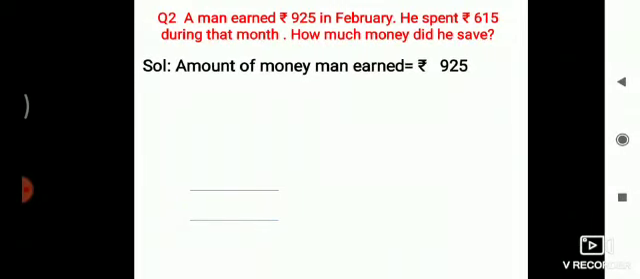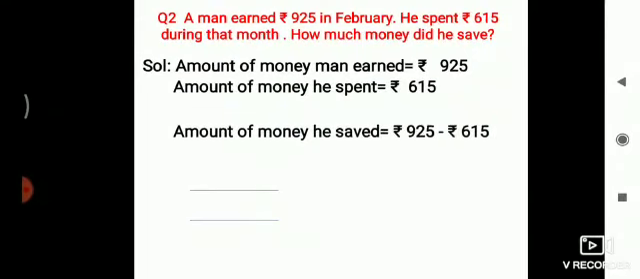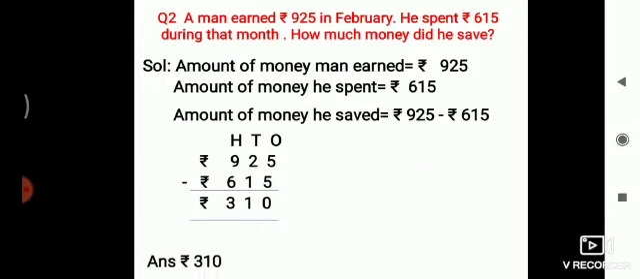Amount of money man earned is equal to rupees 925. Amount of money he spent is equal to rupees 615. Amount of money he saved is equal to rupees 925 minus rupees 615. Now, we will subtract 615 from 925. 5 minus 5 is 0, 2 minus 1 is 1 and 9 minus 6 is 3. So, the answer is rupees 310.